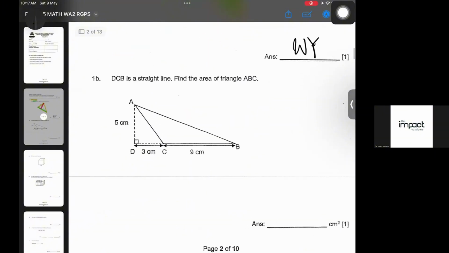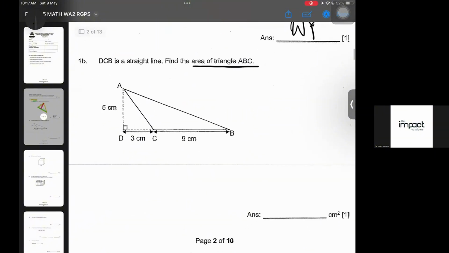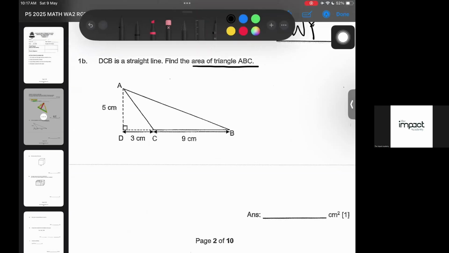Now, let me move on to the next one. Area of this triangle. Anyone needs help? Now, when you look at this, the area of the triangle ABC. First thing first, you must know which one exactly is this. You agree or disagree? ABC is this one. Now, we call this a slanted triangle. Yes, you can call it an obtuse angle triangle as well, because this is definitely more than 90, but less than 180.